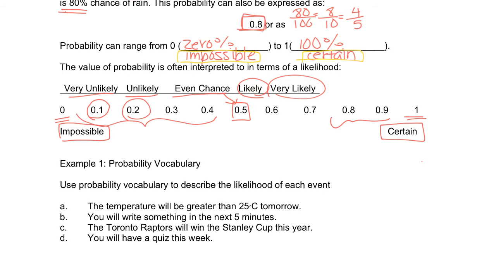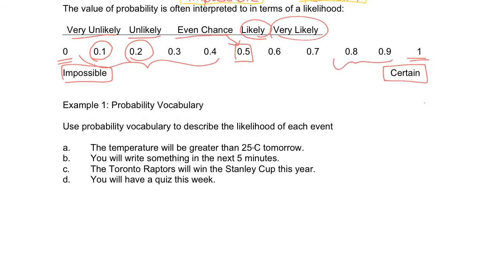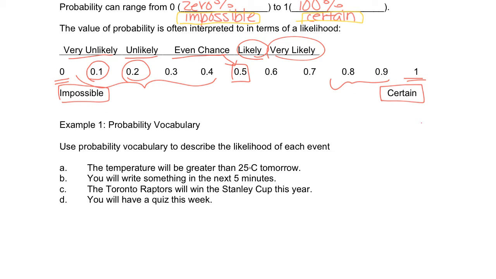Okay, so let's take a look at this first example. This is just us using the vocabulary from up here to describe the likelihood of each of these events. Let's take a look at the first one. The temperature will be greater than 25 degrees tomorrow. Well, the way that it's been looking, it hasn't been around 25 degrees in a while. So I would say for this one, it's unlikely. Now we could take a look at the weather network and actually find those percentages and maybe get a better idea.